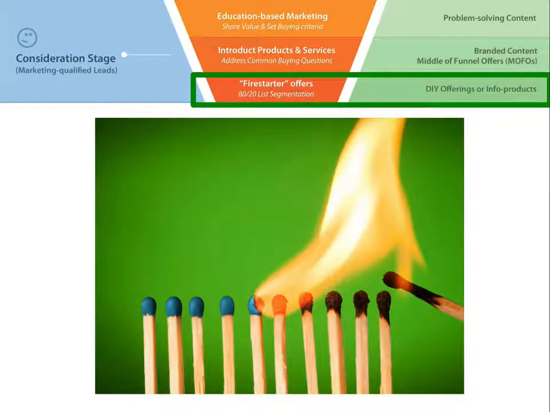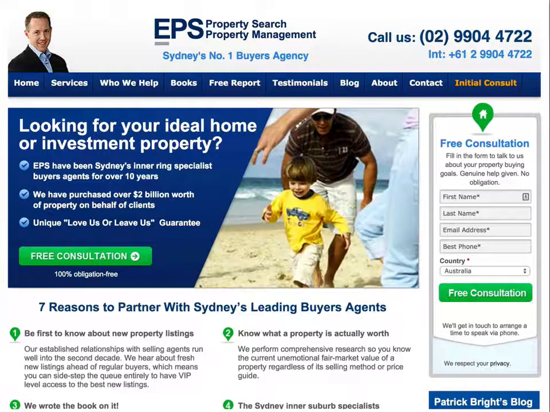Let's move on now to the next layer, where we have Firestarter offers, which are typically low-cost DIY products that are a great way to not only add an additional revenue stream, but much more importantly, to identify your highest potential prospects. Because a prospect who goes from simply absorbing free information to actually spending money with you, even a few dollars, is many times more likely to invest with you further than a prospect who hasn't spent $1 with you. Let me give you an example.